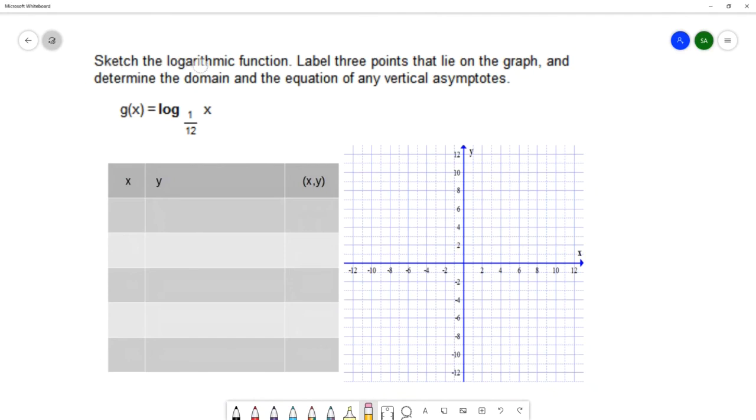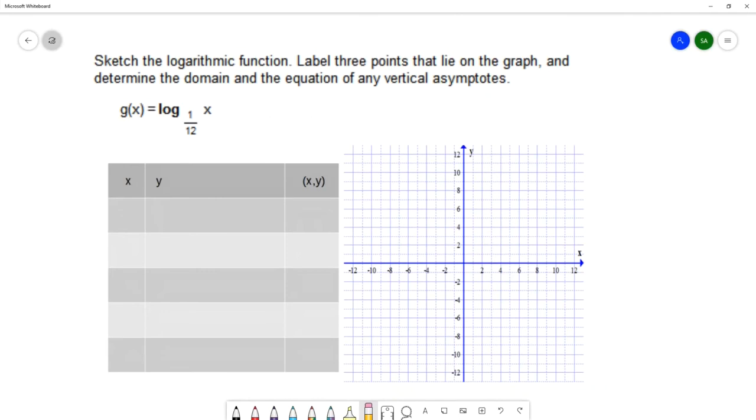Sketch the logarithmic function. Label 3 points that lie on the graph and determine the domain and the equation of any vertical asymptotes. So the logarithmic function that we're trying to graph is g of x equals log base 1/12 of x.